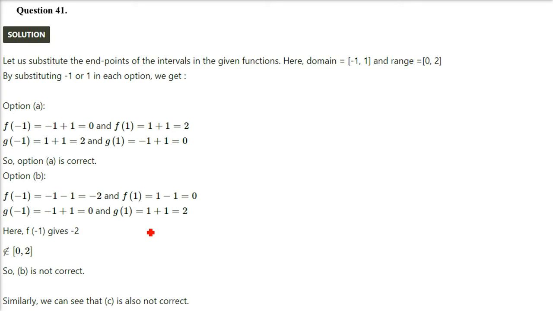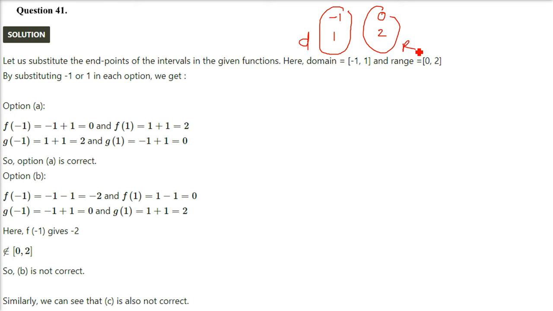Okay, question number 41 here. The distinct linear functions which map negative 1, 1 onto 0, 2 are. So there are 4 options. The question has already given you linear functions, f x and g x, and the mapping is from negative 1, 1 to 0 and 2. So onto means there should not be any value remaining in 0 and 2. Every value of the second set should have a pre-image in the first set.